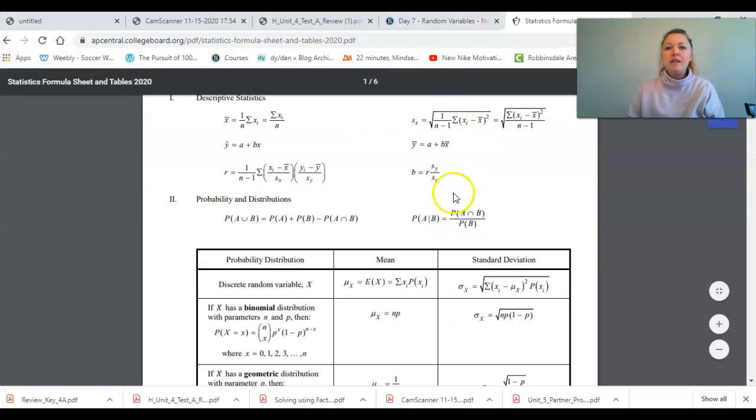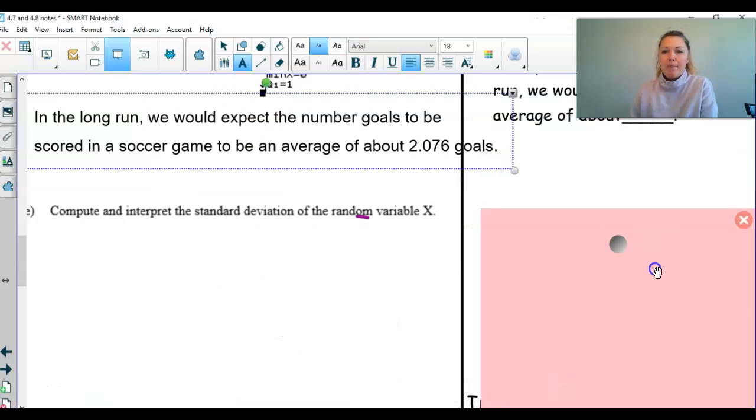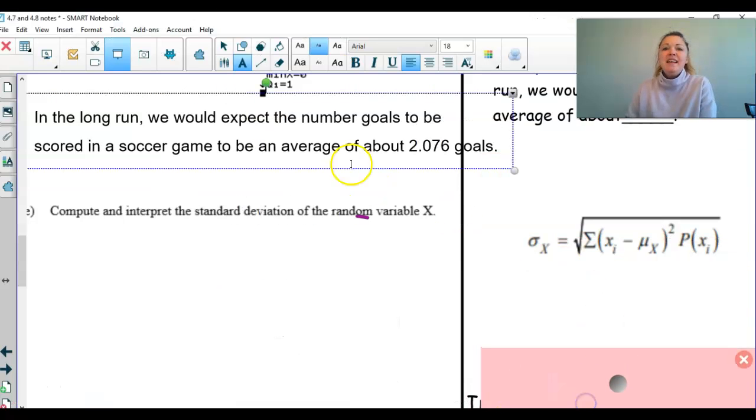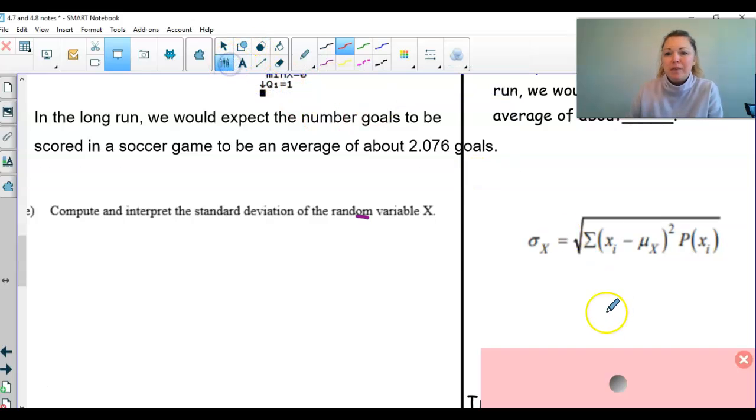If you look at the formula sheet, you guys, the standard deviation for the discrete random variable that we have is right here. This is the formula. I have it already copied over. Now we need to know, how are we going to interpret this? What does this mean? Again, we're going to find the square root of the sum. Well, what are we going to find the sum of?